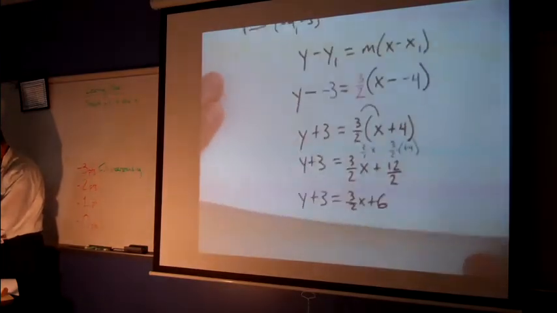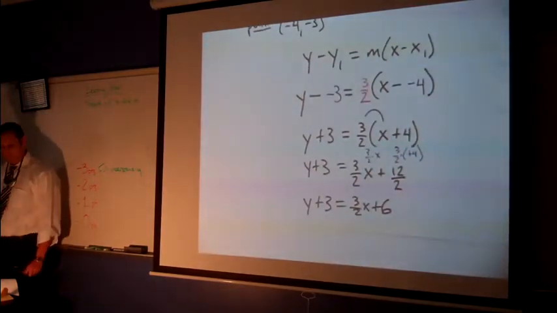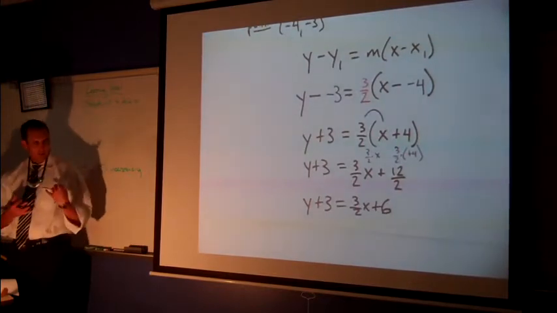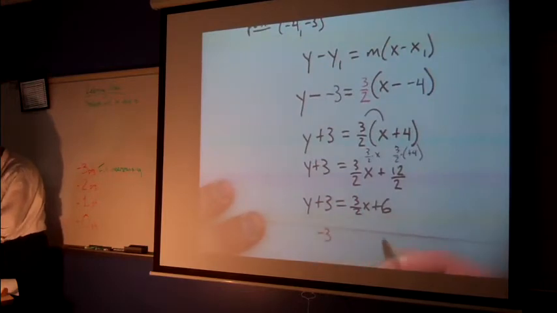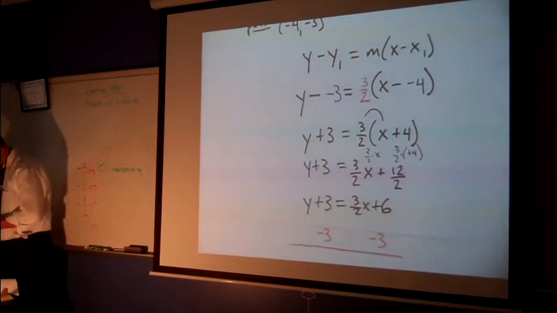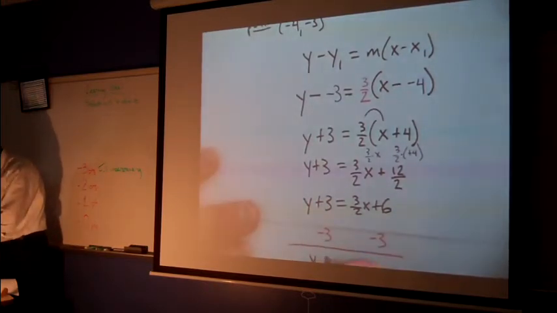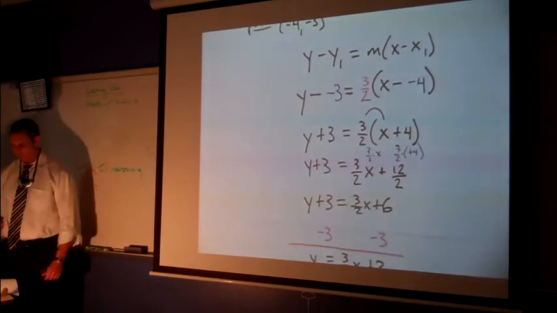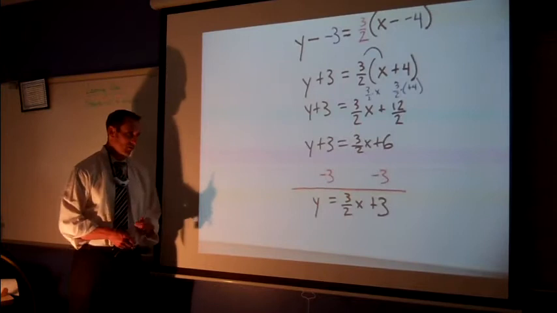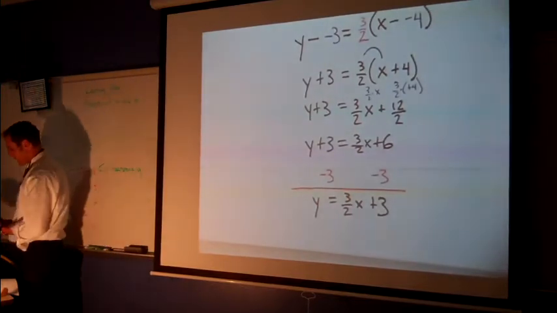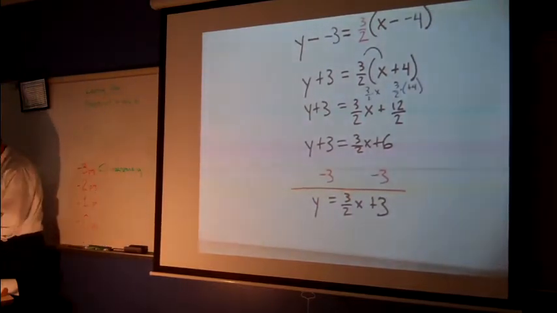So all I have to do now is solve for y. I have a y plus 3. I'm going to undo plus 3 with a minus 3, and make sure I do it on both sides. And so I will have y equals 3 over 2 x plus 6 minus 3 is plus 3. And here we have an equation in slope-intercept form. And so I know I'm done when I am in slope-intercept form.